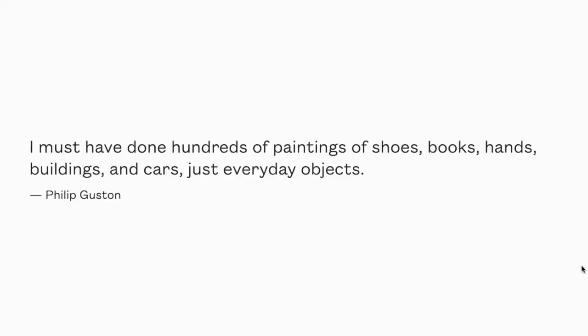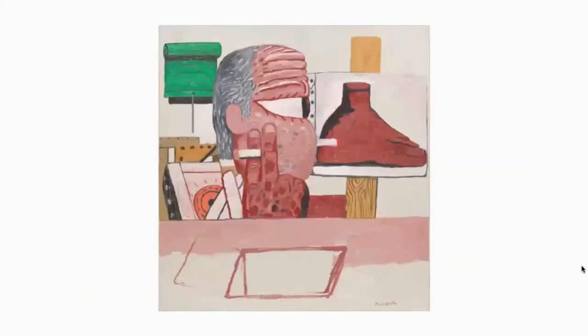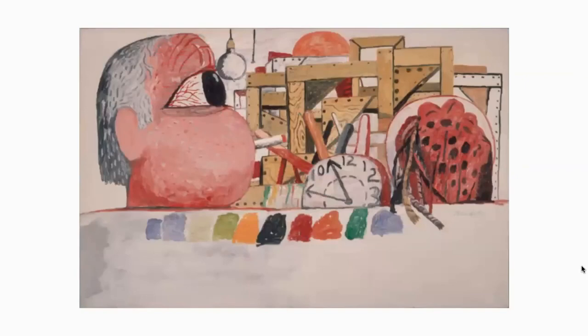Second, start with just a few things. "I must have done hundreds of paintings of shoes, books, hands, buildings, and cars, just everyday objects." Guston continually painted the same subjects, but each painting is a new experience. Some are quiet, some are strained, some overflow with a sense of dread. Guston does not depend on new subjects for expressiveness. With the economy of a child learning to speak, Guston used a few subjects to say everything.